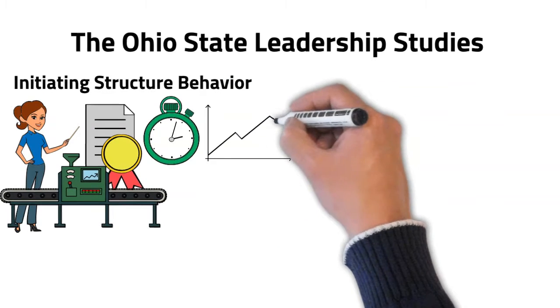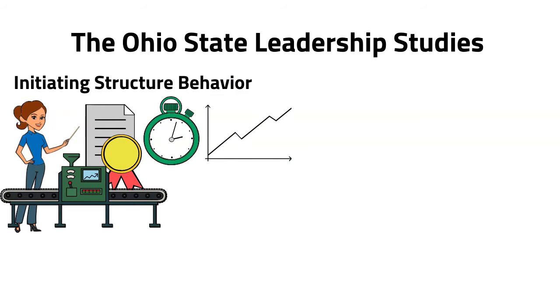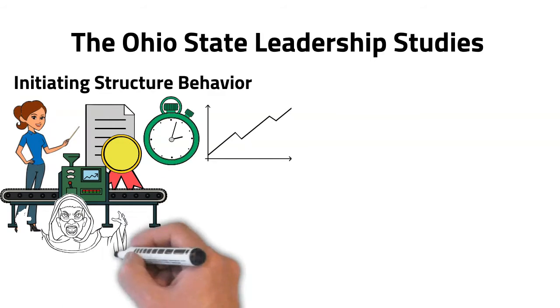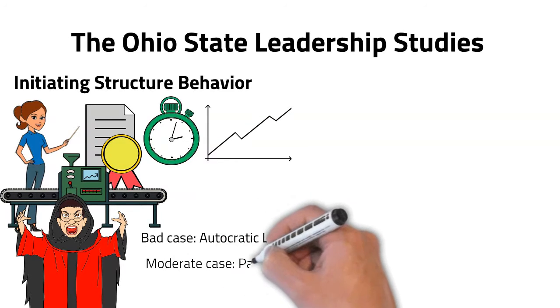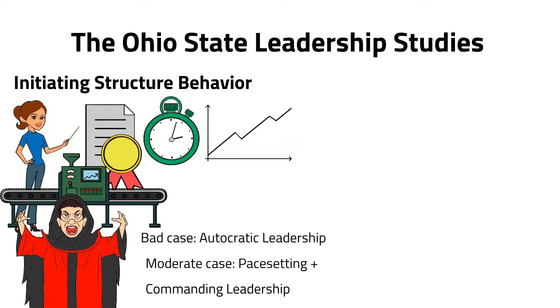A high level of initiating structure behavior means a high definition of roles, tasks, expectations, schedules, etc. High levels of this behavior also mean the leader makes all decisions, punishes subpar performance among followers, and underlines the importance of results. This extreme case compares well to autocratic leadership from the Lewin leadership styles. In a more moderate version, it corresponds well to a combination of pace-setting and commanding leadership from the 6 leadership styles by Goleman.